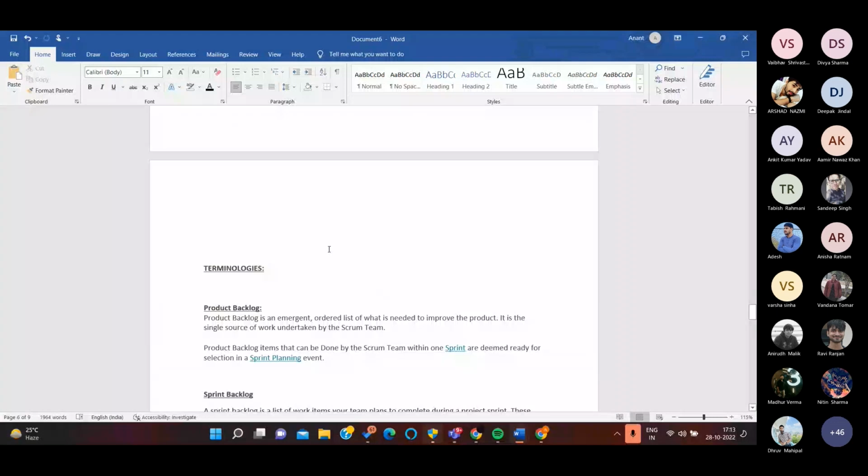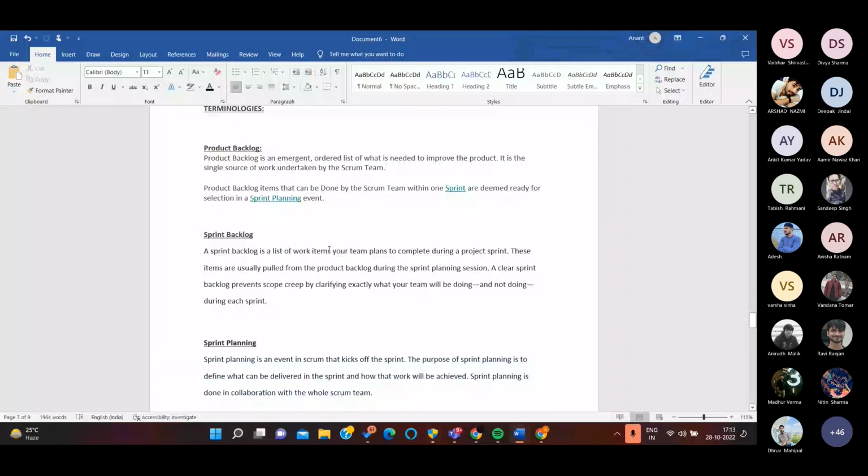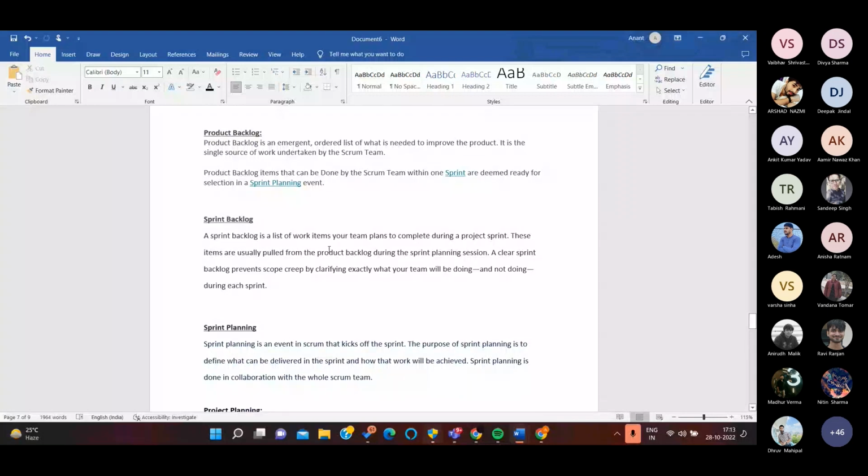Okay, so the first term that we come across in this agile development process is product backlog. A product backlog is what we call an ordered list that needs to be completed in order to improve the product or complete the product. So that is what a product backlog is. This is where the entire list is related to the entire product, not to a particular sprint.